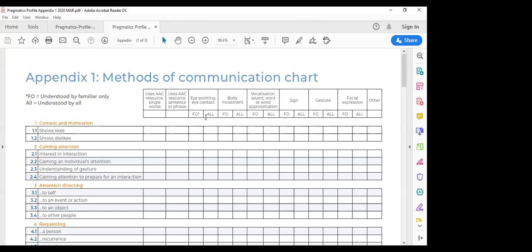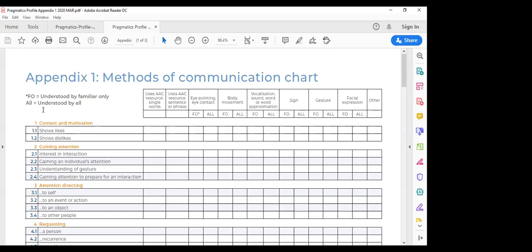And then there's these little prompts here to say FO, and that means understood by familiar communication partners only, or all, so understood by all or most people. So for example, a body movement to affirm something, so if they say yes with a head nod, then that would be pretty much understood by most people, even an unfamiliar partner.